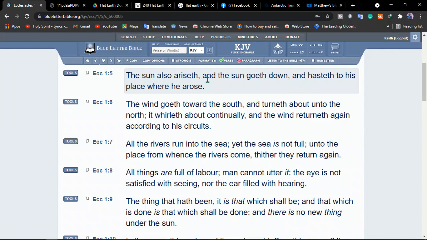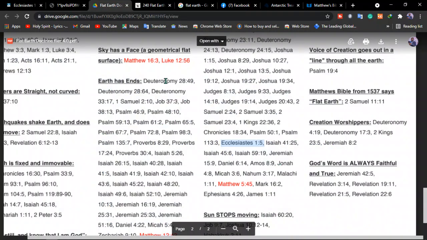"The sun also arises, and the sun goes down, and hasteth to the place where he arose." You see? So it's the sun which is going.